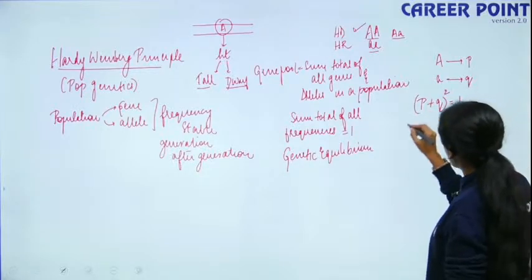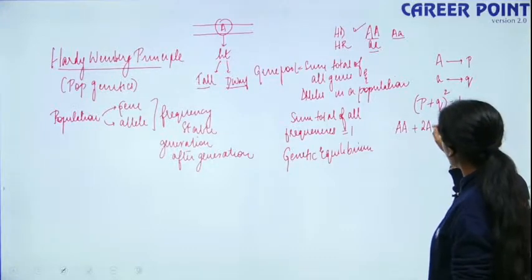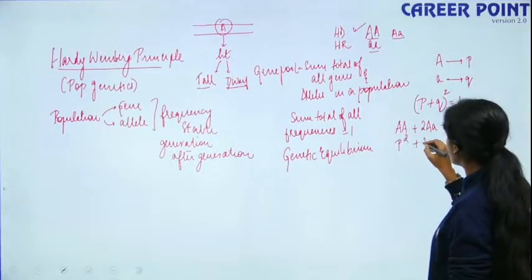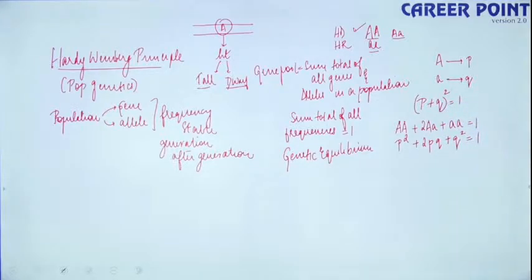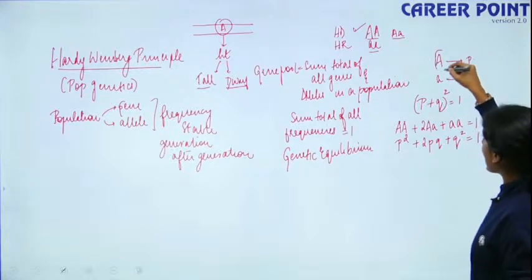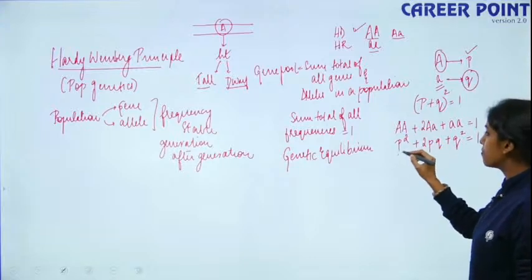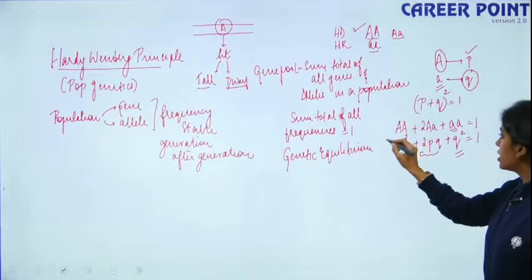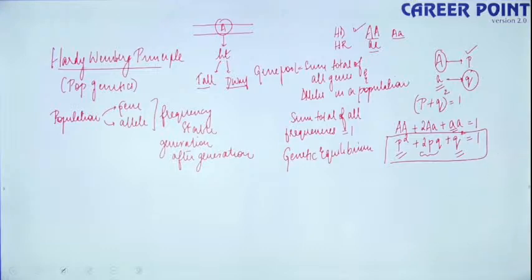So if I write AA plus 2Aa plus aa, it is 1. This is nothing but p square plus 2pq plus q square. He said this is a constant, right? The frequency of allele A is p, the frequency of allele small a is q. So AA means p square, small aa is q square, and this is 2pq. This is what Hardy-Weinberg said. Is this clear to everyone?